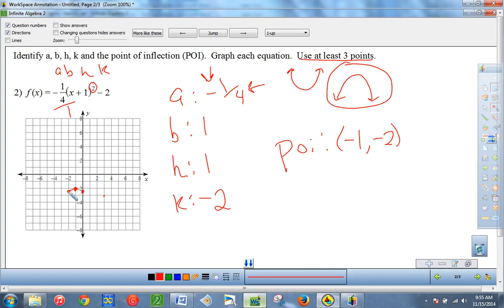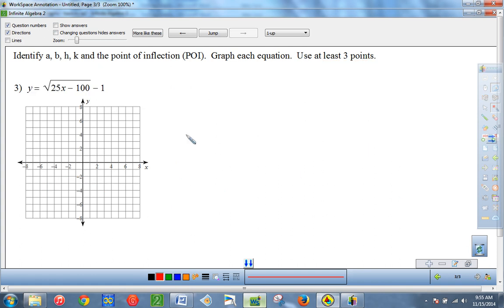And if you want to plug in some values and you want to make a table, you are more than welcome to make a little bit more of an accurate graph. But that's perfectly enough for us, okay? So, last one. Flip on to the next one, because it's on the same page for you guys.